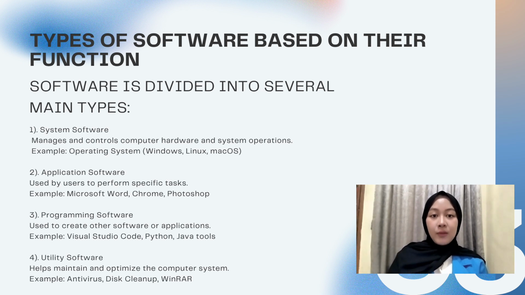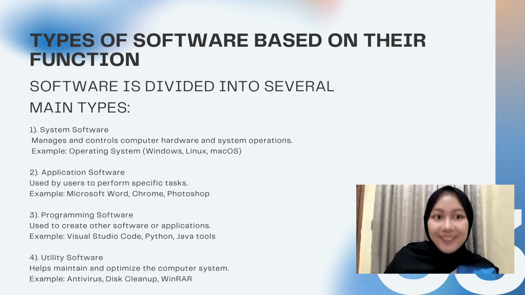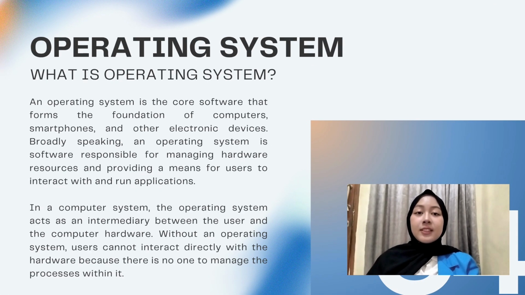Third, programming software is used to create other software or applications, for example, Visual Studio Code, Python, and Java tools. Finally, utility software helps maintain and optimize the computer system, for example, antivirus, disk cleanup, and WinRAR.